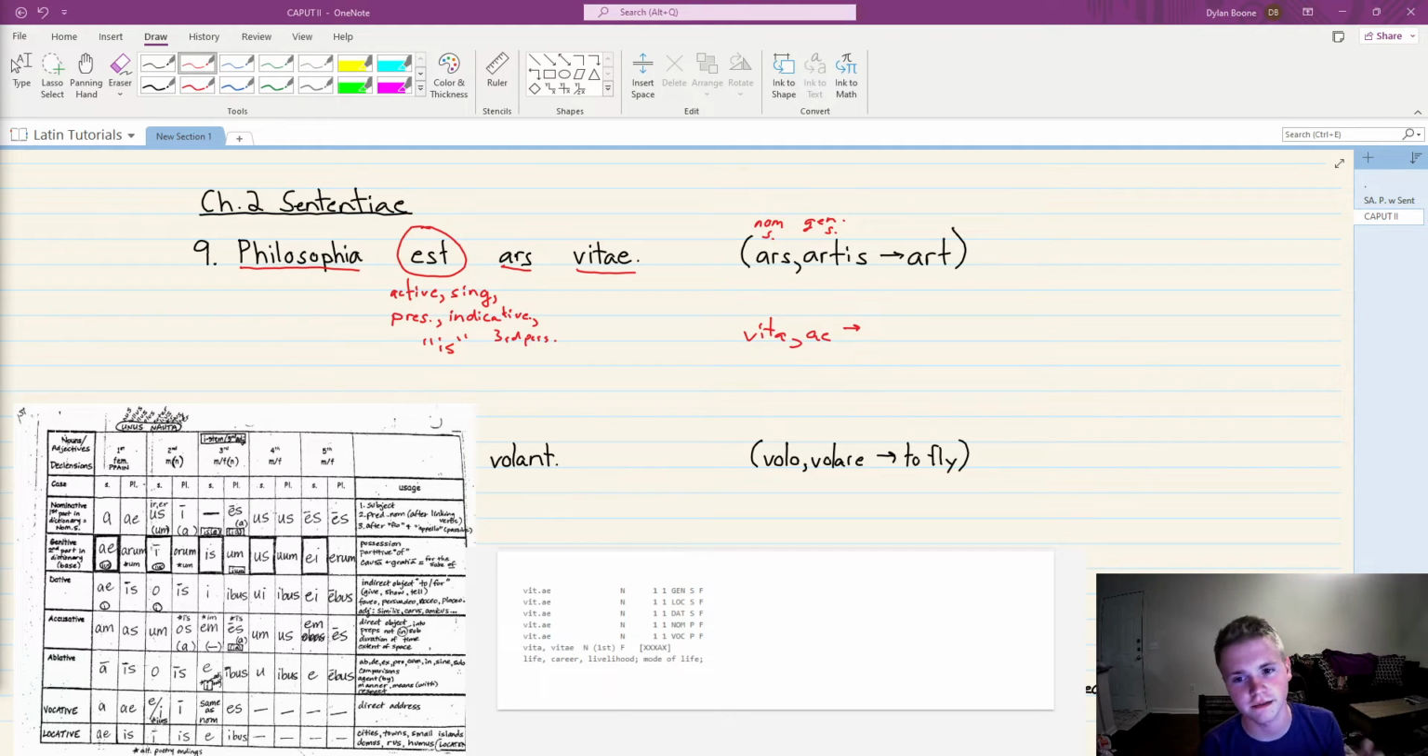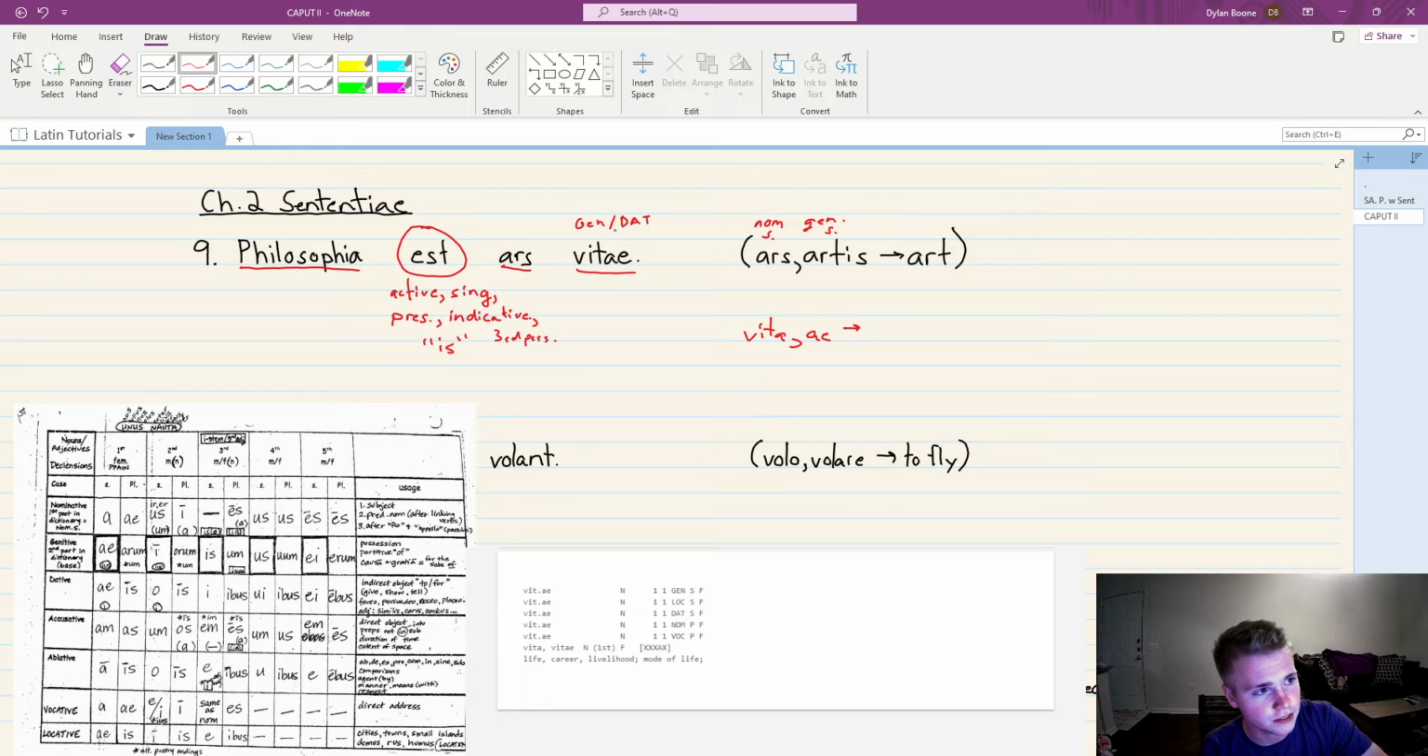I guess we also have nominative plural. But if we look at the sentence, we know that our verb is singular. So we know it's not nominative plural, right? That one's out. So it's either a genitive or a dative. So I'll write that above it. And we'll come back to this one.